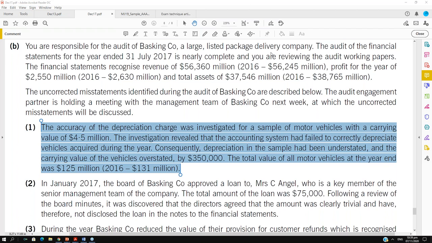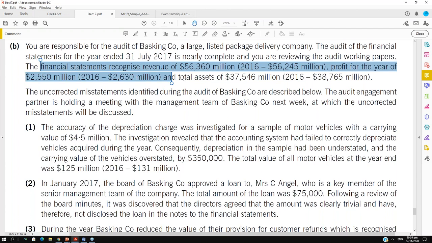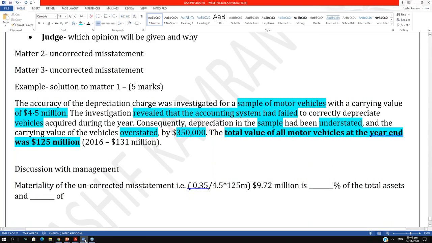Is that clear? How many classes has the examiner given us here? Three. So will we find it on all three? And whichever becomes the highest, we choose it. Okay, let's do it. The materiality of an uncorrected misstatement, that is $9.72 million, is how much percentage of the total assets? Anyone can give me the answer?